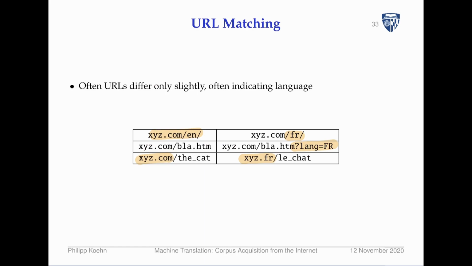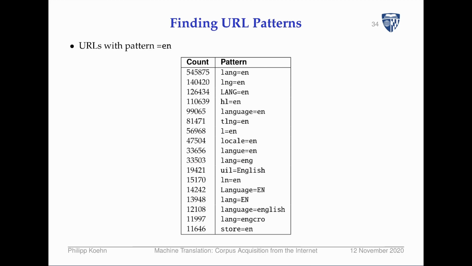Here, obviously, the cat and le chat is much harder to link up. But you can write a few rules to kind of identify these things, and then that's going to help you to actually gather quite large amounts of parallel web documents. Here are a bunch of patterns that could be used.